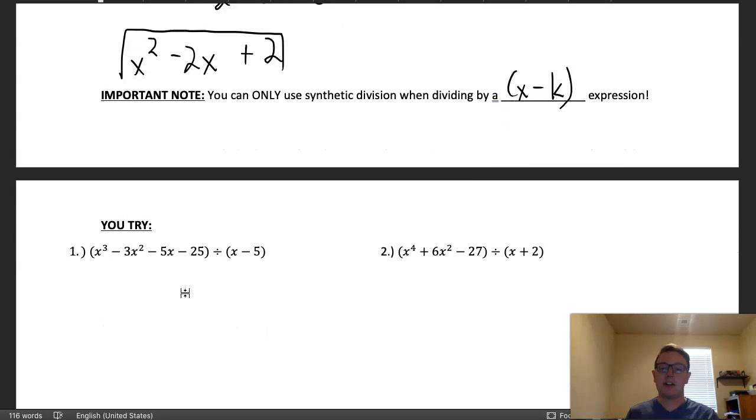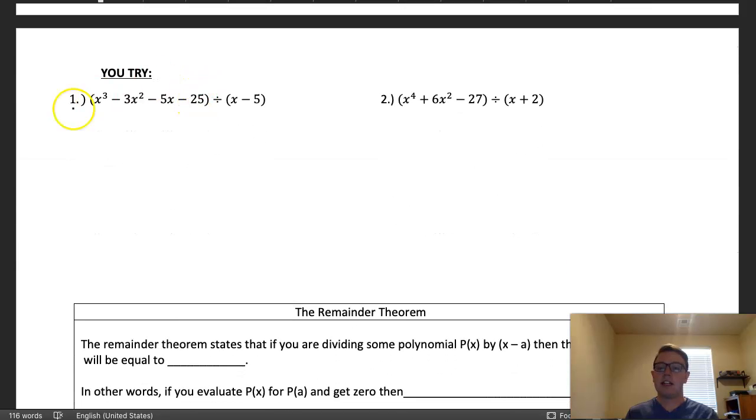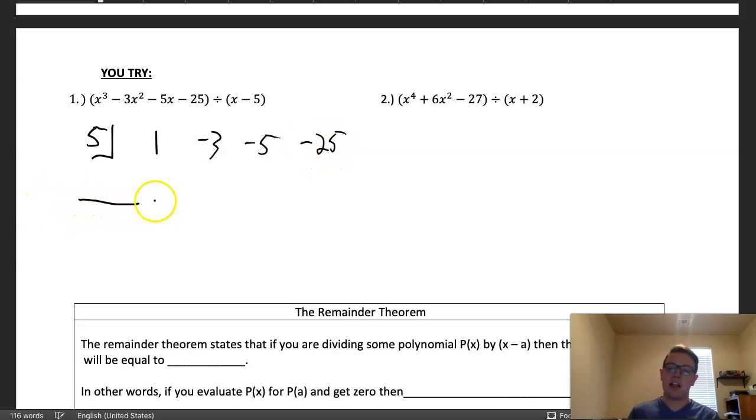Now let's have you all try a couple. What is our answer going to be when we divide x cubed minus 3x squared minus 5x minus 25 by x minus 5? Go ahead and try it. So what are we going to do? Well, we're going to put a 5 in the box here. We're going to put our coefficients, so that'll be 1, negative 3, negative 5, and negative 25.